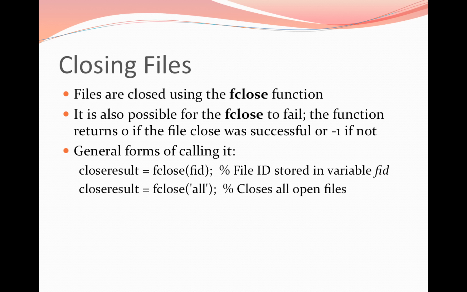There are two general forms for calling the fclose function. We can call it and pass to it a file identifier, and it will close just that particular file. Or you can pass the string 'all', which will close all of the open files. Again, the fclose function returns a number, -1, if it was not successful. So we store that in a variable, and then that should be checked.